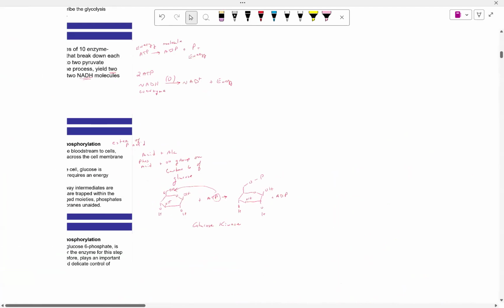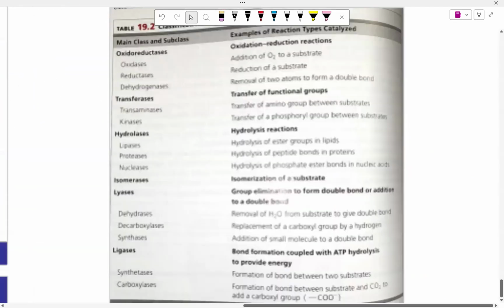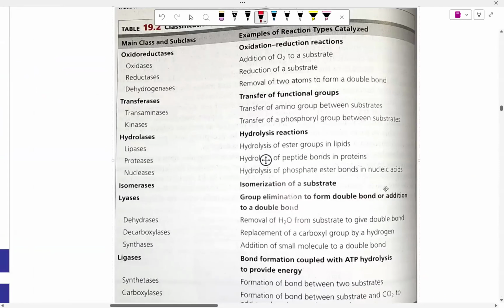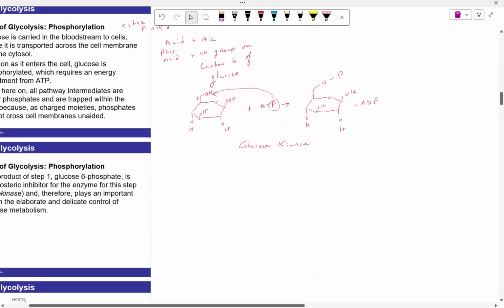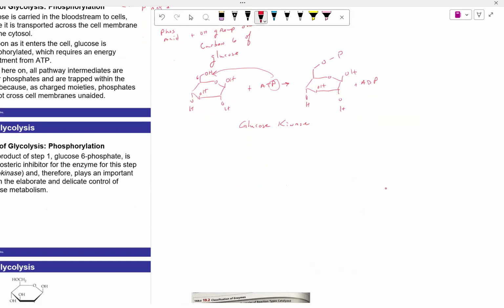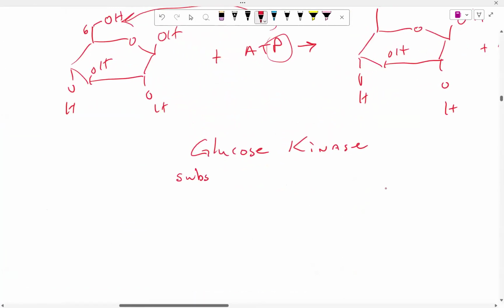So if we look at our chart, where's our chart? Here it is. It's a go through here, and here's a kinase right here. So a transferase transfers functional groups, and there are two specific kinds. One transfers an amino group, the other transfers a phosphate group. So we have a transaminase and a kinase. So again, that's the substrate, and this is the action: transfers a phosphate group from one substrate to the other.